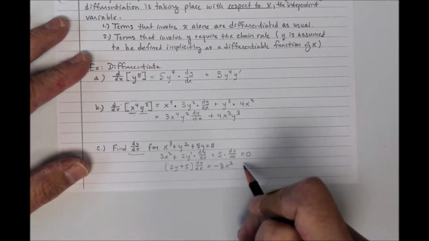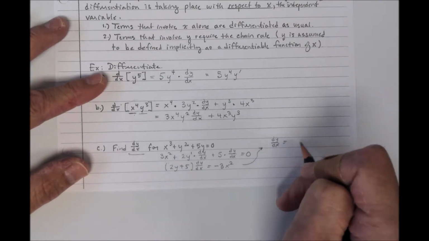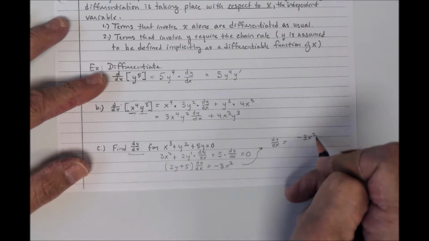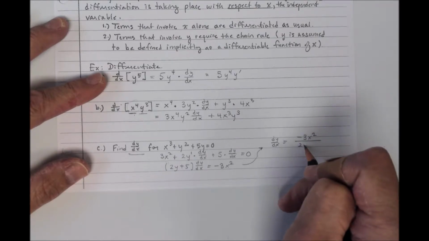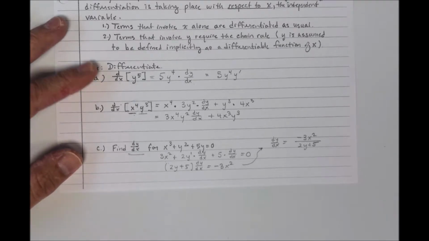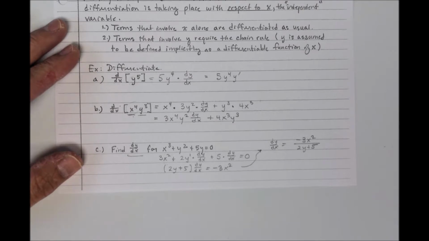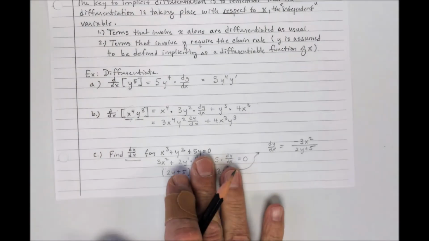And now I'm just going to divide and write dy dx is equal to negative 3x squared all over the quantity 2y plus 5. And I have differentiated implicitly. It's a little different. I don't think it's that bad. It's just like about any new lesson that you're going to see. It just takes a little bit of practice to get used to it.